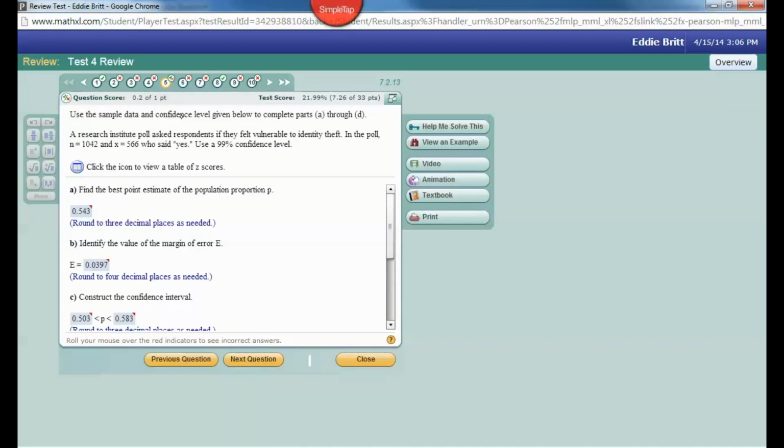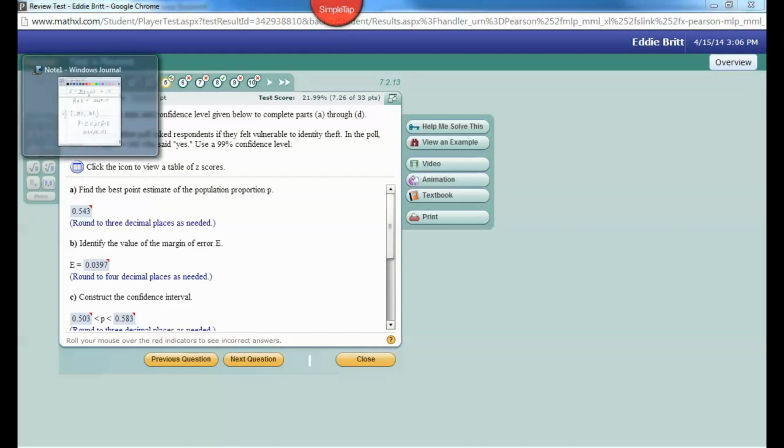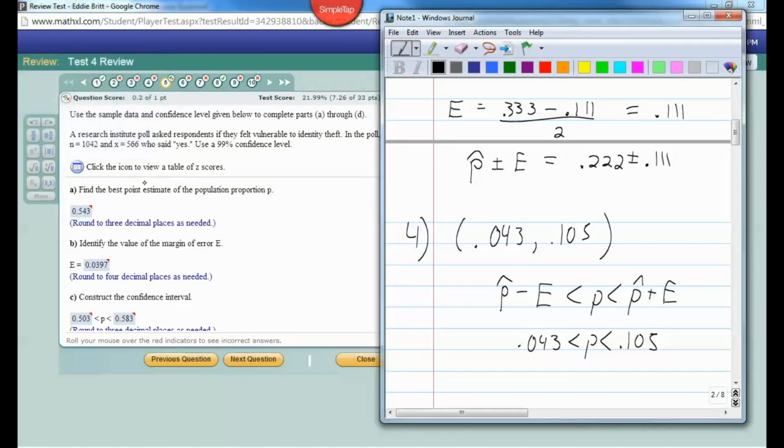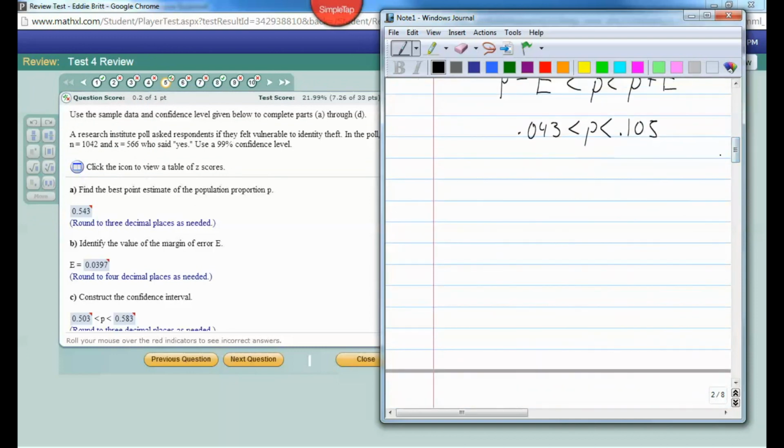Use the sample data and confidence level given below to complete parts A through D. So this is kind of putting it all together here. Find the best point estimate of the population proportion p. This is problem number 5A. Remember, this is a proportion.